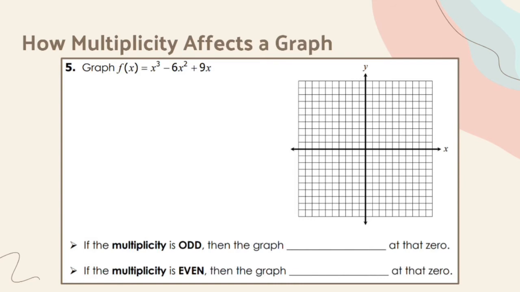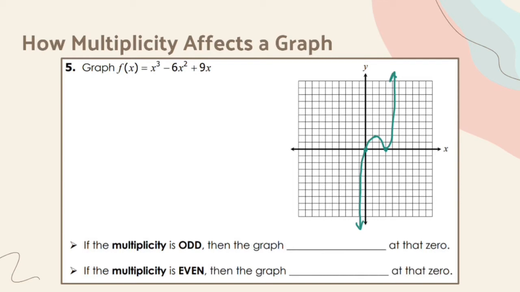So this problem uses the exact same equation as number 4 did, and we're just going to look at the graph of this equation now. If we graph it, there is a 0 at 0, and there's one at +3. And if you'll notice, it goes through the x-axis here, and here it bounces off the x-axis and goes back up.